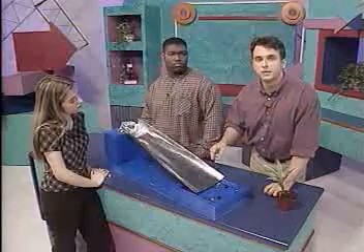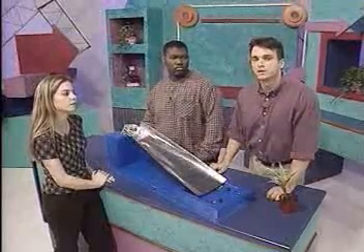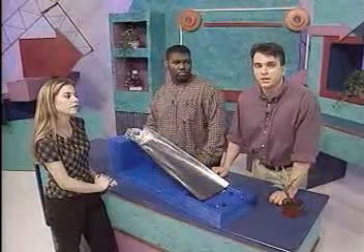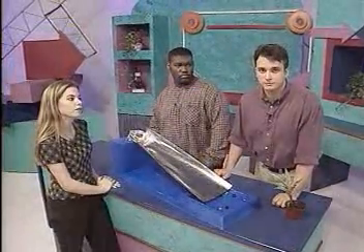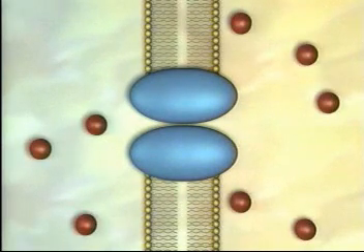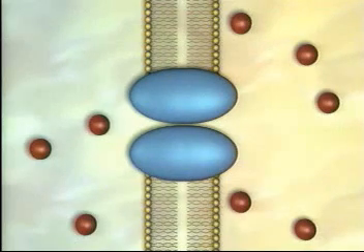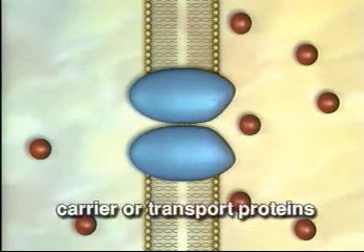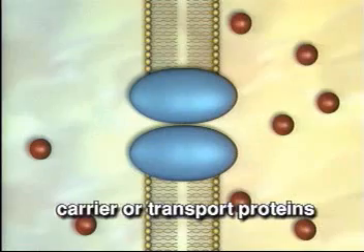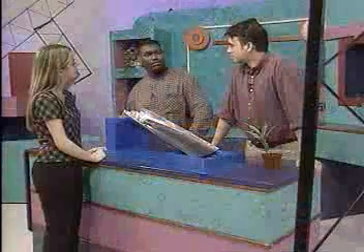Some materials move in and out of cells against their concentration gradients. That takes energy. It's called active transport. Cell membranes consist of two fatty layers containing components such as proteins. Some of these proteins transport matter into and out of the cell against a gradient. They're called carrier or transport proteins. So they need energy. Right.